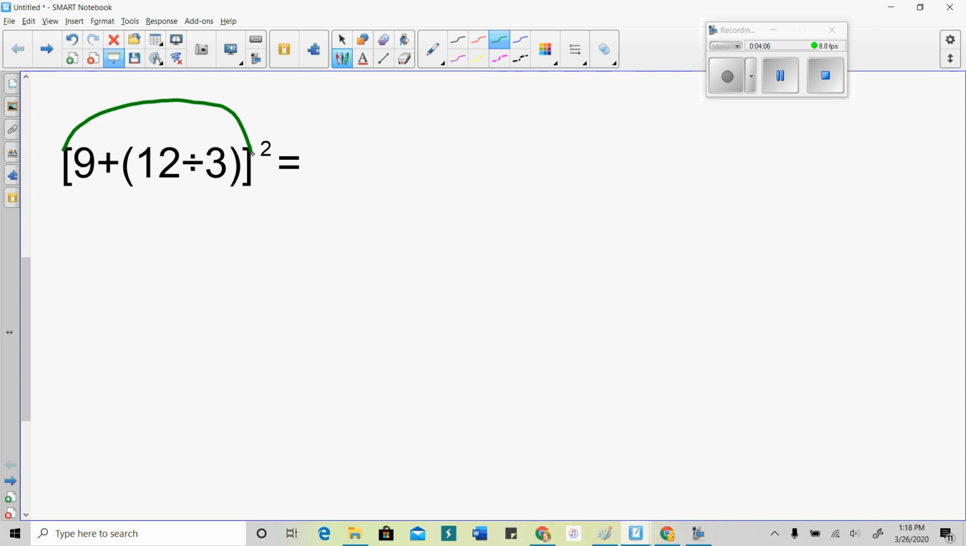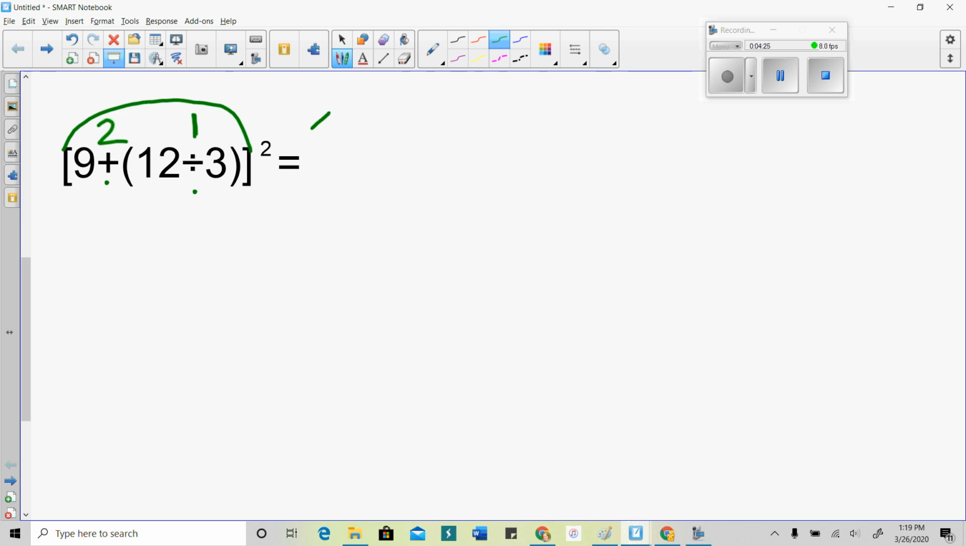So looking inside the bracket, we have 2 choices. We have the choice of addition or this division, but that division is in a parentheses. So since it's in a parentheses, it gets precedence and it will be done first. So second, we would be adding the 9. So we've got 2 steps.